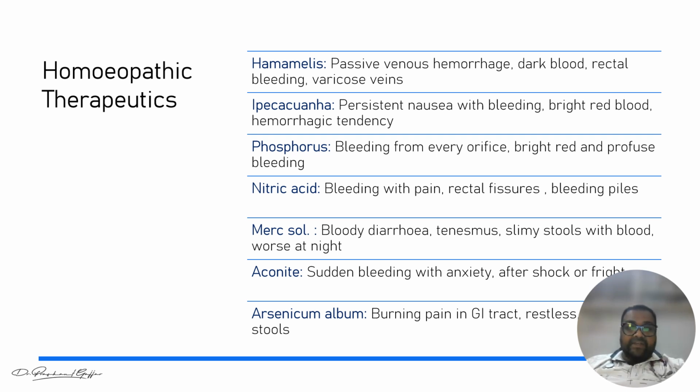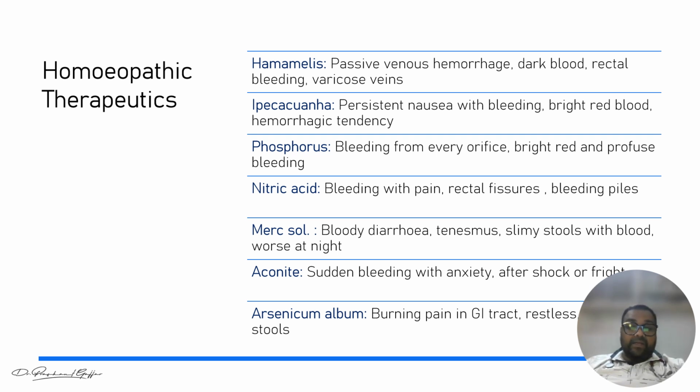First, we are talking about the generalized drugs. First drug is Hamamelis. In Hamamelis there is passive venous hemorrhage, the blood is dark, with rectal bleeding and varicose veins. Second is Ipecacuanha: persistent nausea with bleeding and bright red blood, hemorrhagic tendency; in hemoptysis we can use it. Third is Phosphorus: bleeding from every orifice, bright red and profuse bleeding. Fourth is Nitric acid: bleeding with pain, rectal fissures and bleeding piles.